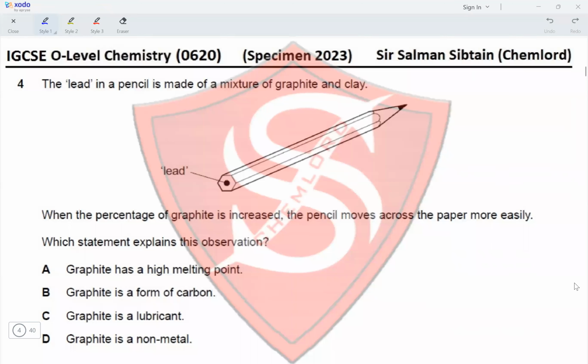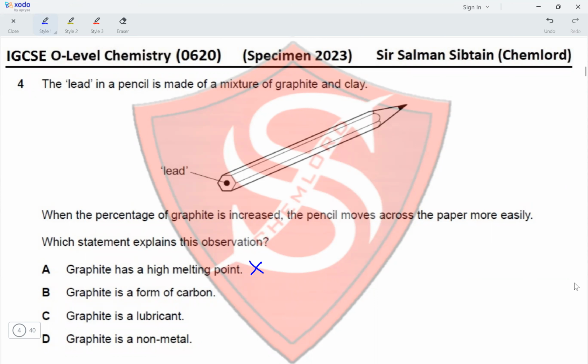Question 4. The lead in a pencil is made of a mixture of graphite and clay. When the percentage of graphite is increased, the pencil moves across the paper more easily. Which statement explains this observation? Graphite has a high melting point. The statement is true but does not suit the observation.